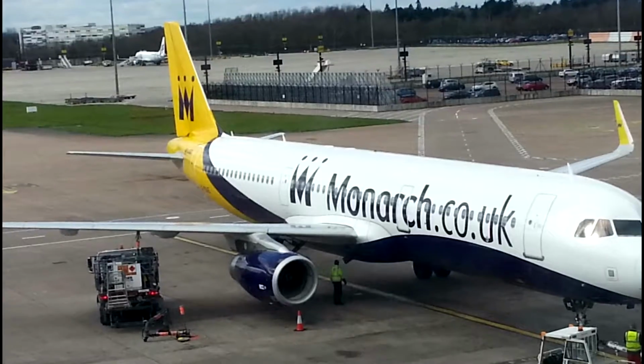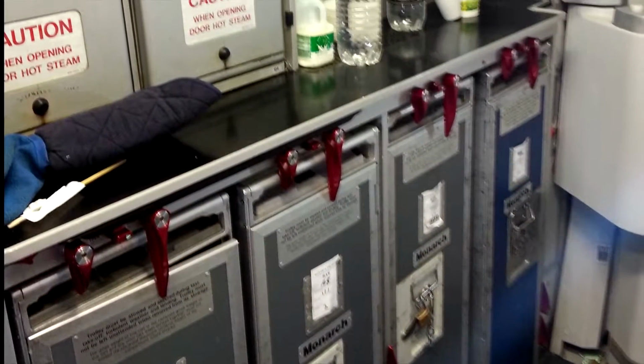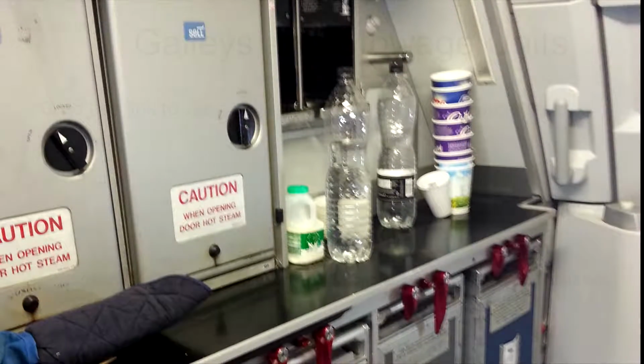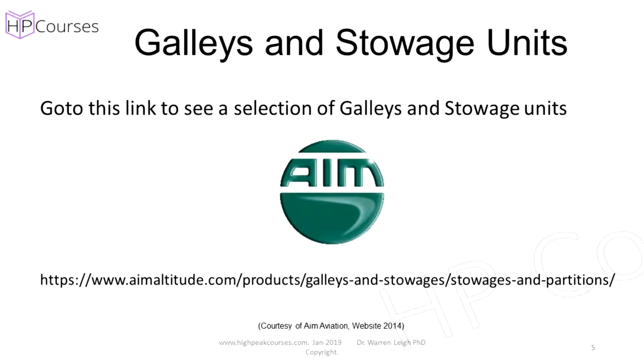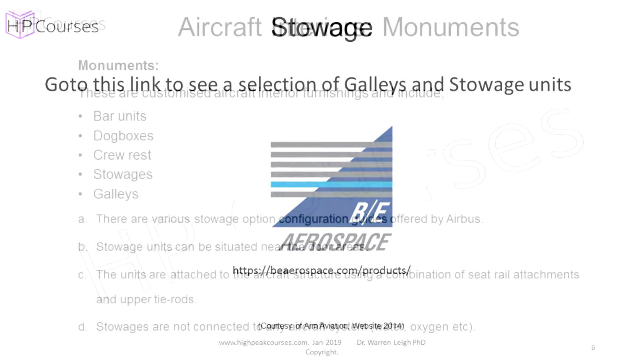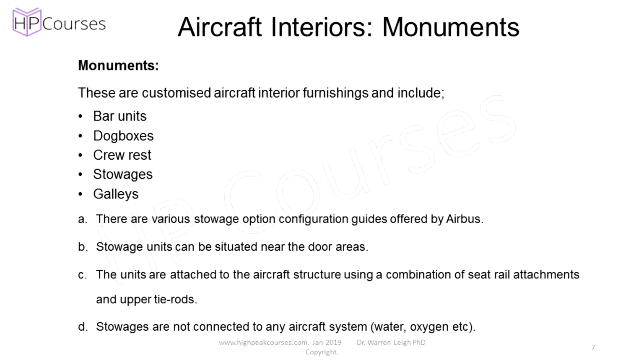This galley is a rear galley found on a Monarch aircraft. The lower part of the galley contains the trolleys. I suggest you visit these two websites to get more details of the galleys and stowage units. AIM Aviation has a website, and also BE Aerospace. When you visit the website of AIM Aviation and BE Aerospace, have a look around. It's not just stowage units or galleys that these two companies design and manufacture. They do a variety of monuments of aircraft composite interiors, such as dog boxes and flight crew rest units.